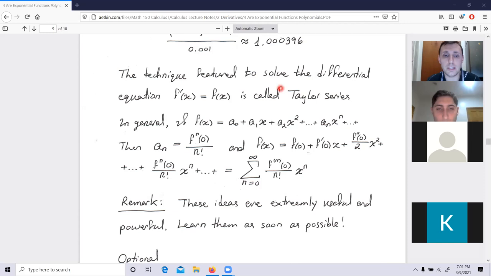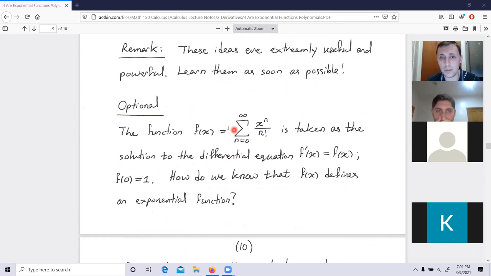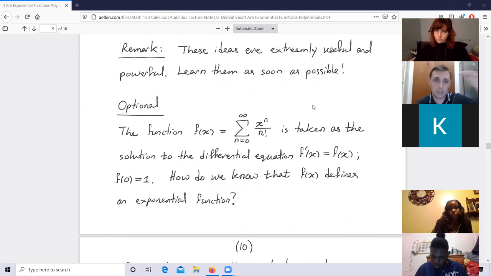Now, there is an optional section here. So the function is defined to be this. This is just the infinite sum of x to the n over n factorial. That's 1 plus x squared over 2 factorial plus x cubed over 3 factorial. You can just write it in this very nice compact form. This just means start with n equals 0 and then increase it sequentially by 1 each time: 0, 1, 2, 3, 4. Just plug in for n and you obtain that long summation. Clear?